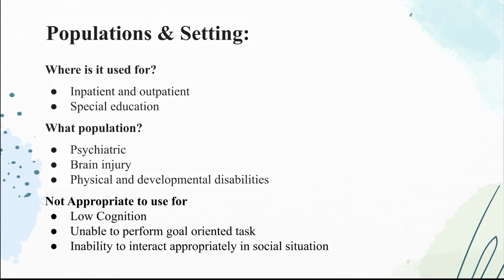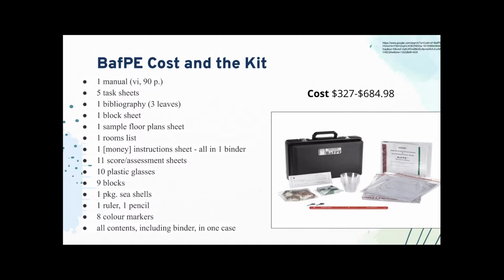However, this assessment is not recommended for individuals with low cognition, unable to perform goal-oriented tasks, and inability to interact appropriately in social situations. So I saw the price range for the complete kit. It goes from $327 to $684. It comes with all these materials.